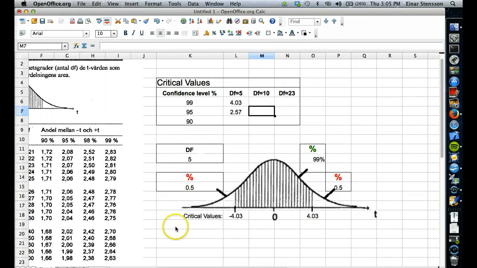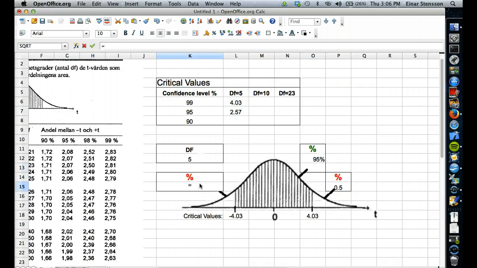If we're going to fill in the values in this diagram, well, the number of degrees of freedom is the same, so that's going to remain 5. The percent in the shaded area, however, is going to change because we changed our confidence level. This time the shaded area corresponds to 95%, so I write 95% there instead. That also means that the percents out in the tails are going to change.